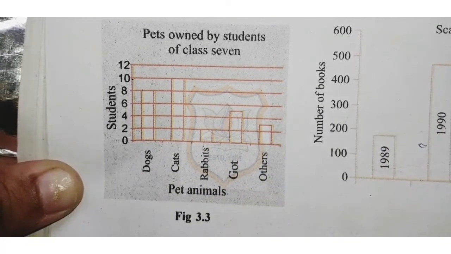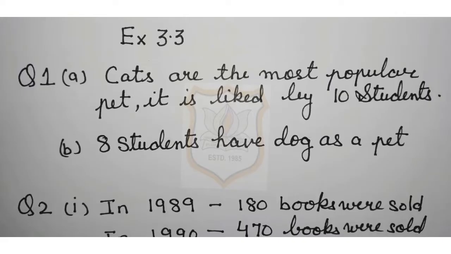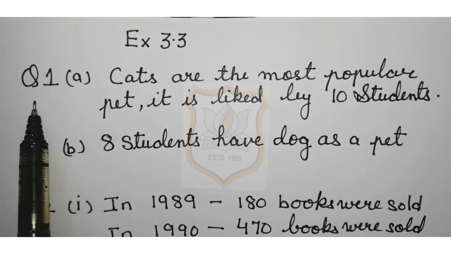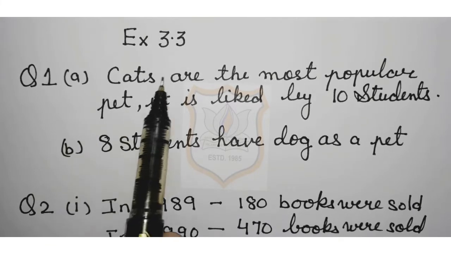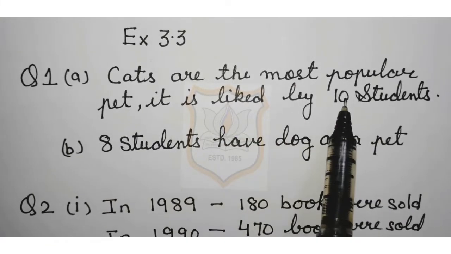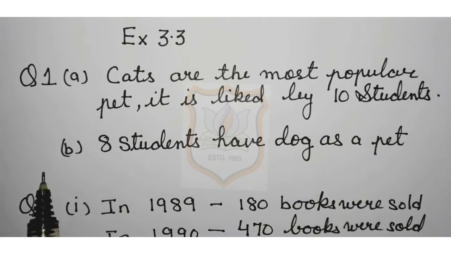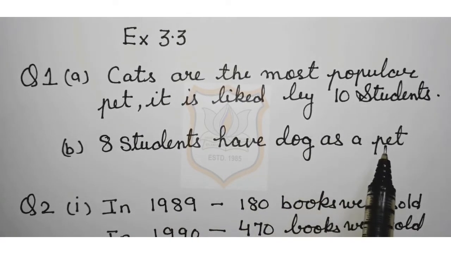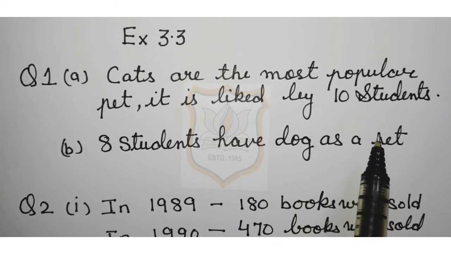Now I will tell you how you have to write the answer of question number 1 in your notebook. So students, in this way you have to write answer of question number 1. A part is cats are the most popular pet. It is liked by 10 students. B part, 8 students have dog as a pet. So in this way you have to write answer of question number 1.